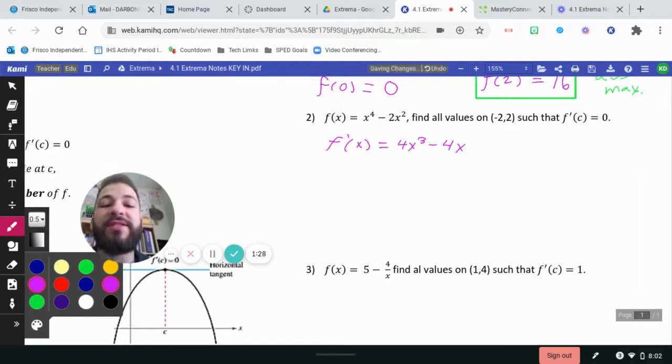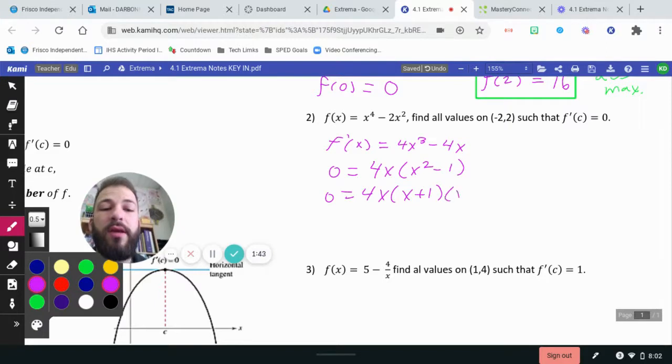Okay, then once again, I want to set this equal to 0. So 0 is equal to, I can factor out a 4x. So x squared minus 1. So that gives us 0 is equal to 4x, x plus 1, x minus 1, which gives us the x values 0, negative 1, and 1.